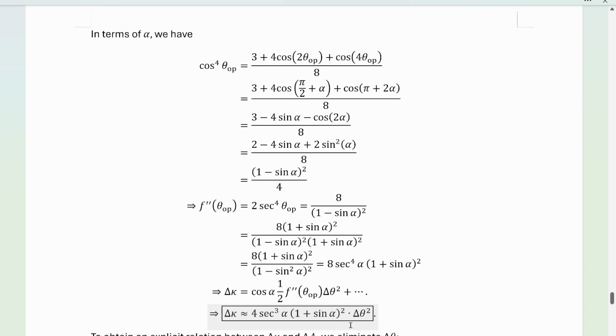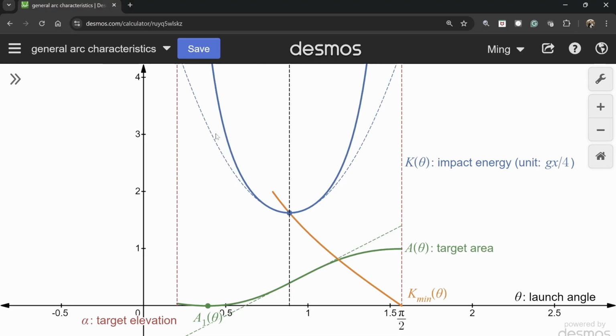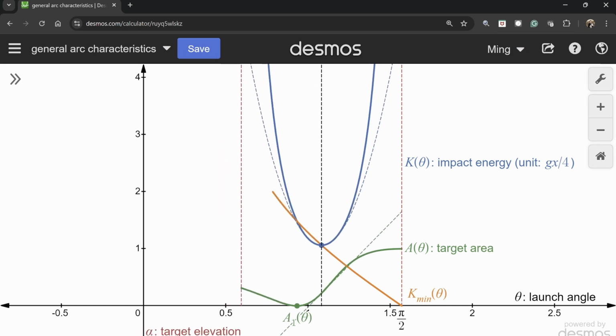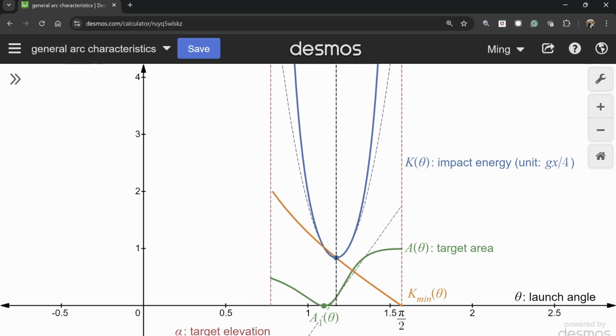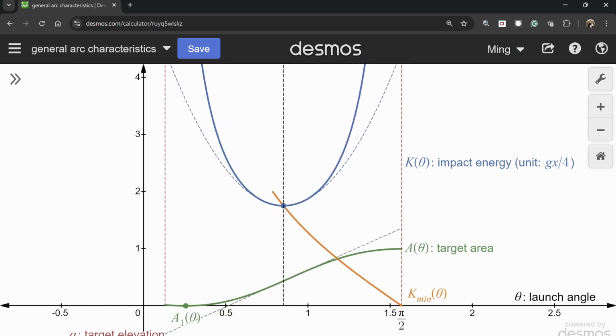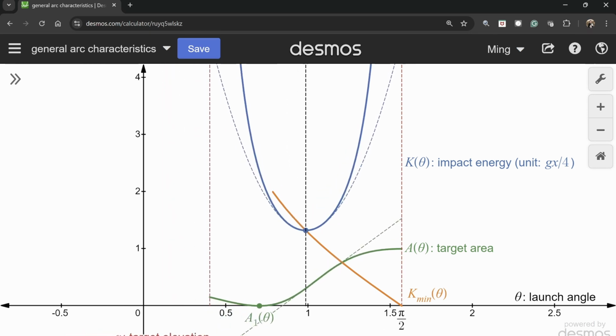Let's take a look at our visualization once again. So in the previous graph we've shown, the blue dotted curve is a quadratic approximation when the energy is near its minimum. And also near the optimal launch angle, a of theta can be approximated by a linear function, shown as a green dotted line. We can also vary alpha to see how they change. As we can see, they stretch accordingly as well.